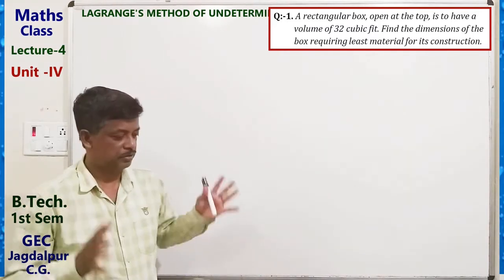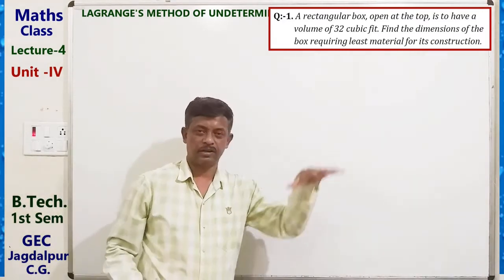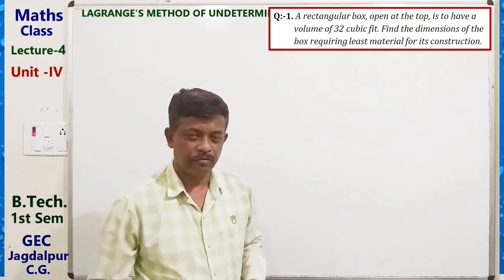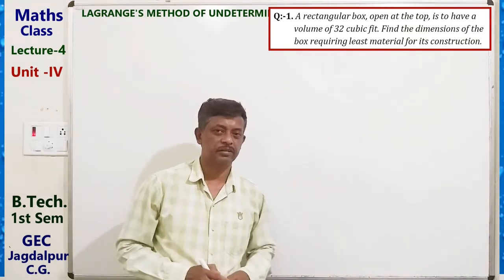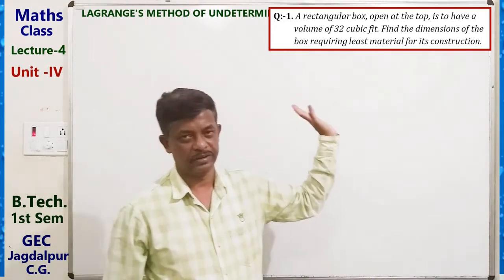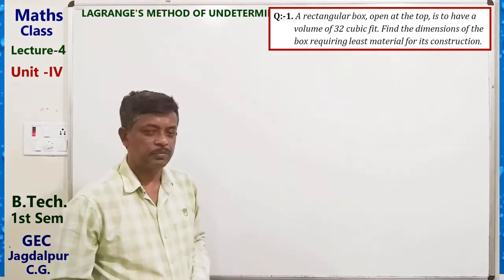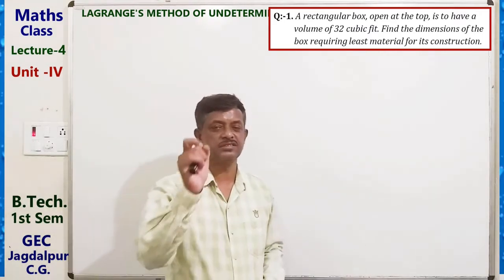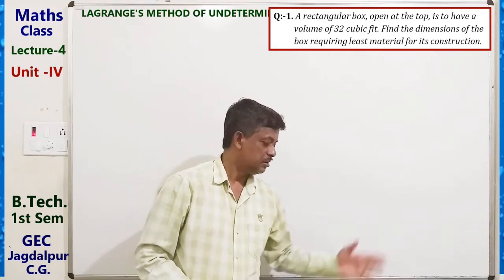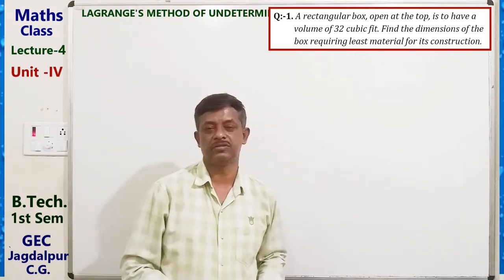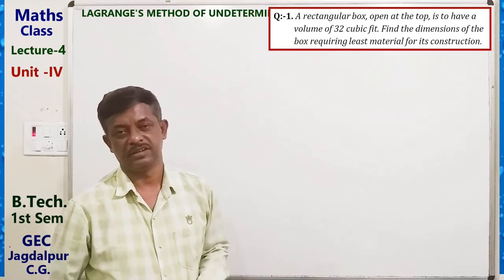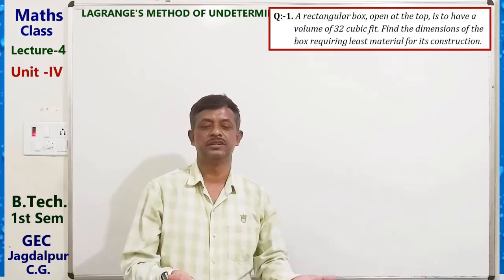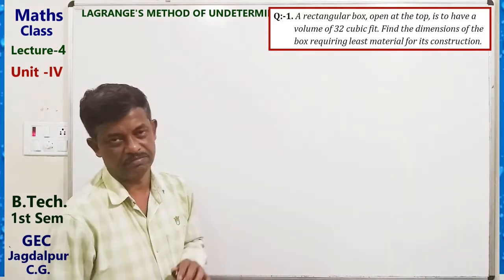We want to make a rectangular box, open at the top. The volume is given as 32 cubic feet, and we have to find the dimensions of the box. What is the requirement? It should require the least material for its construction. Material should be least, that is, the surface area should be least, meaning minimum.